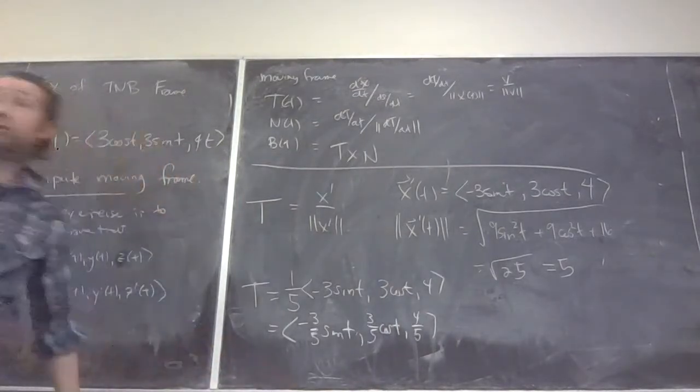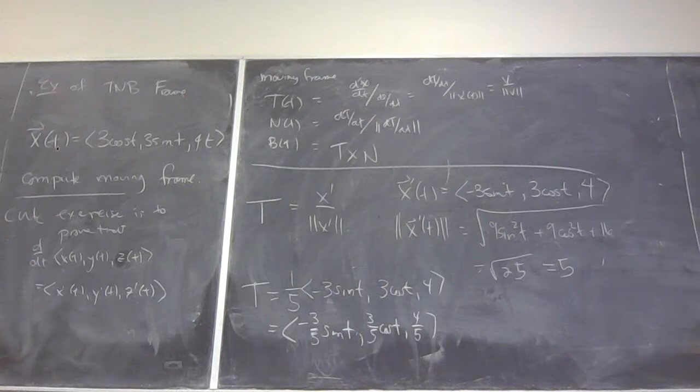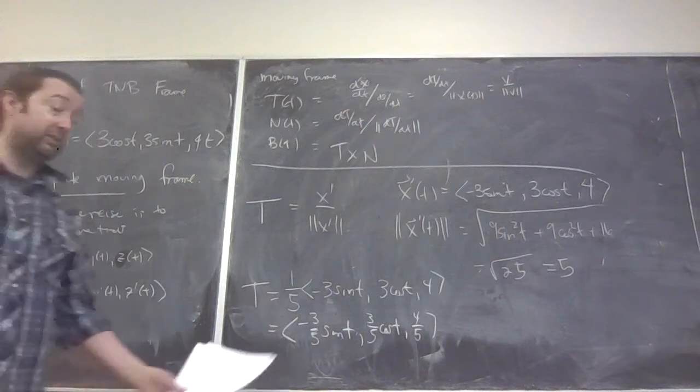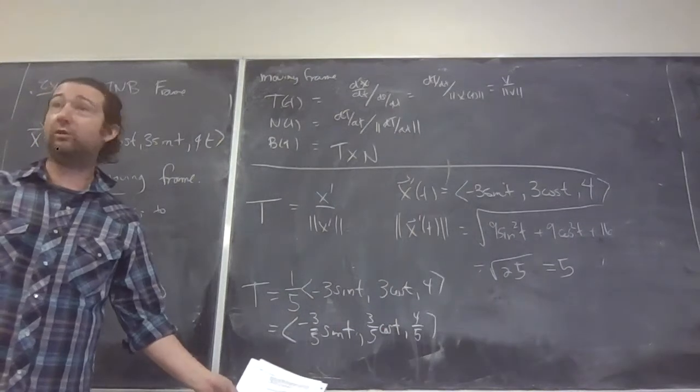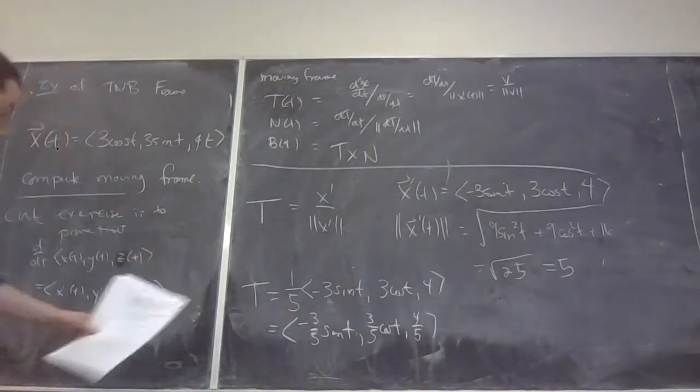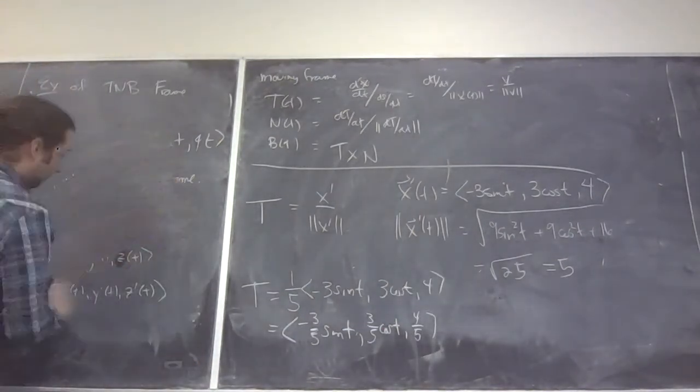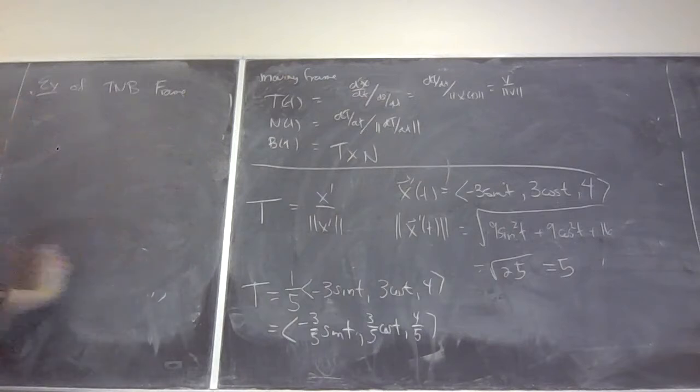That's a good self-check, by the way, as you're working your way through these exercises. Because if you stop at any point and you get something that's not a unit vector out as something that's supposed to be, then something has gone very wrong. Okay. All right, there's T. We'll try to draw this when we're finished.